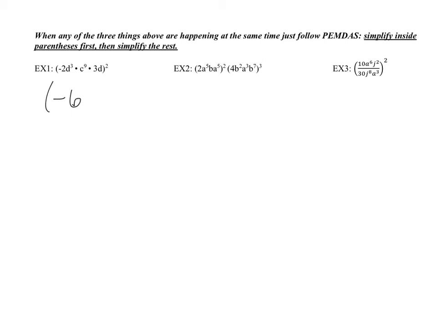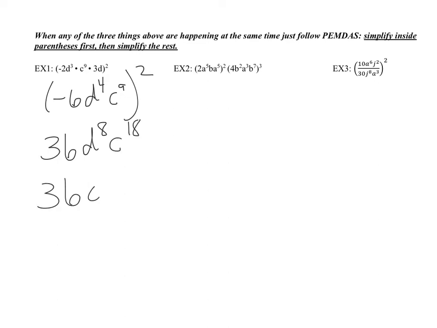D to the 3rd times d is d to the 4th, because d counts as 1, and then c to the 9th. You're taking that whole thing to the 2nd power. So now all three of those factors are going to the 2nd power. So -6 to the 2nd power, -6 times -6 is +36. And then remember, we're multiplying the exponents, so it's d to the 8th, c to the 18th. And then usually we would write this as 36, c to the 18th, d to the 8th, because we like to keep things in alphabetical order, but it's not wrong if you don't. Okay? All right, so now the next one.